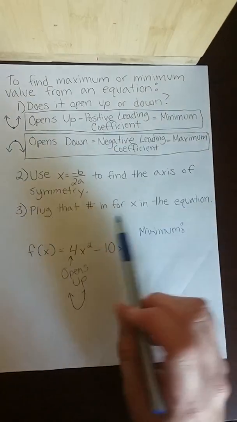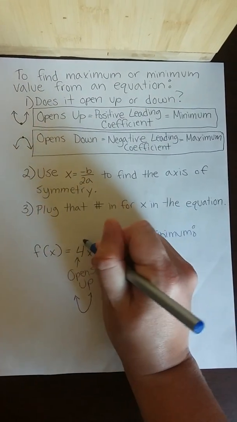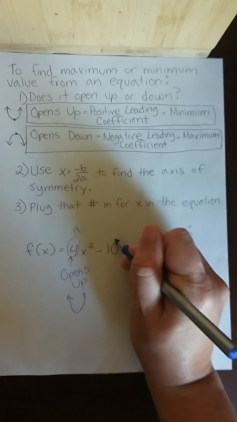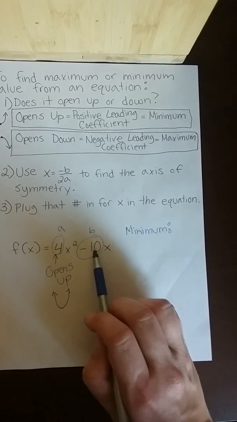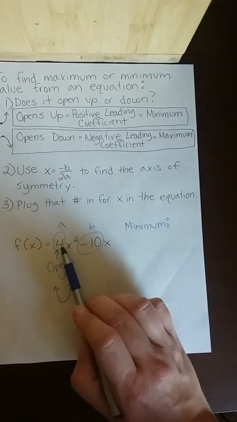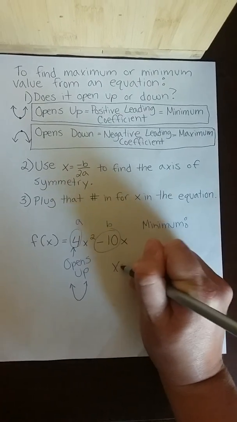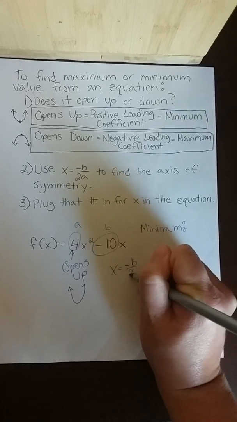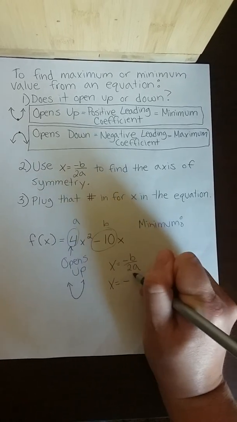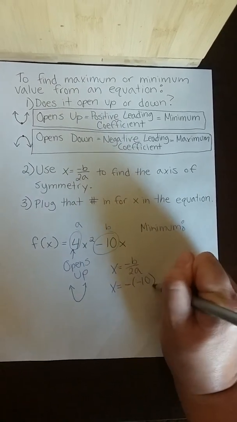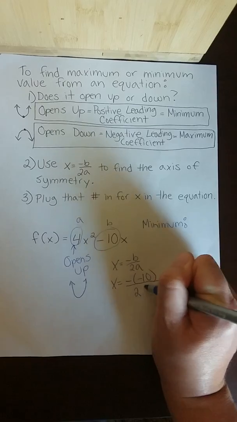Okay, first I'm going to use my formula from yesterday, x equals negative b over 2a. This is a. This whole thing, including the minus, is b. Remember, b is the coefficient of x, a is our leading coefficient or our coefficient of x squared. So I'm going to do x equals negative b over 2a, and I'm going to plug stuff in. This means that x equals negative 10, because I'm plugging in the whole negative 10 for b, over 2 times 4.